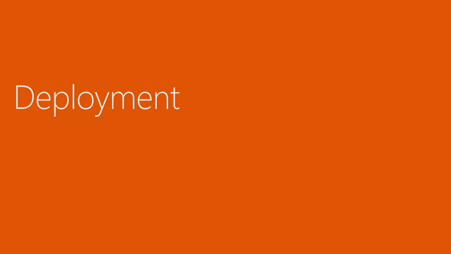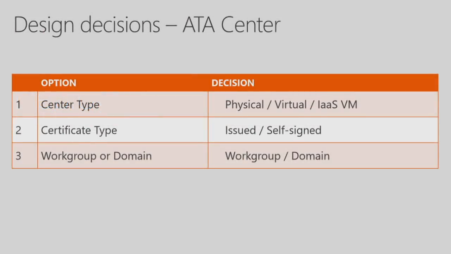Okay, so now that we have our sizing guidance, the next thing that we have to do is decide some other design decisions that we need to make sure are in place before we're actually deploying. So let's start with the ATA center. The first thing that we'll have to think about is whether we want to deploy it as a physical server, as a virtual server, or even as an IaaS VM on Azure. All of them are great possibilities, or all of them are supported.